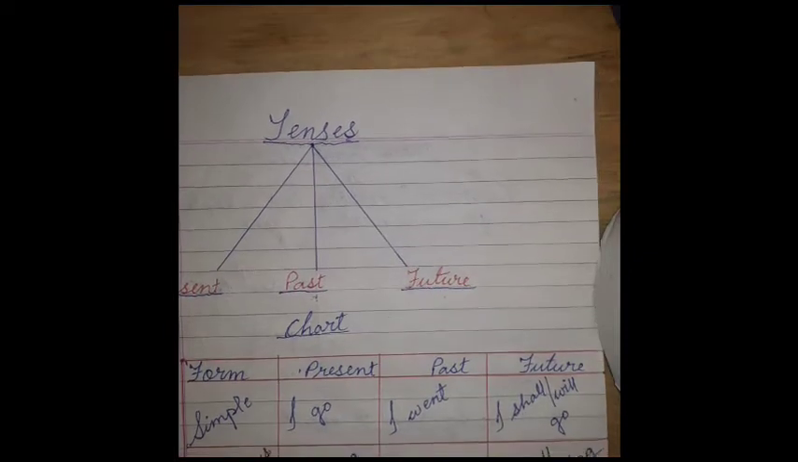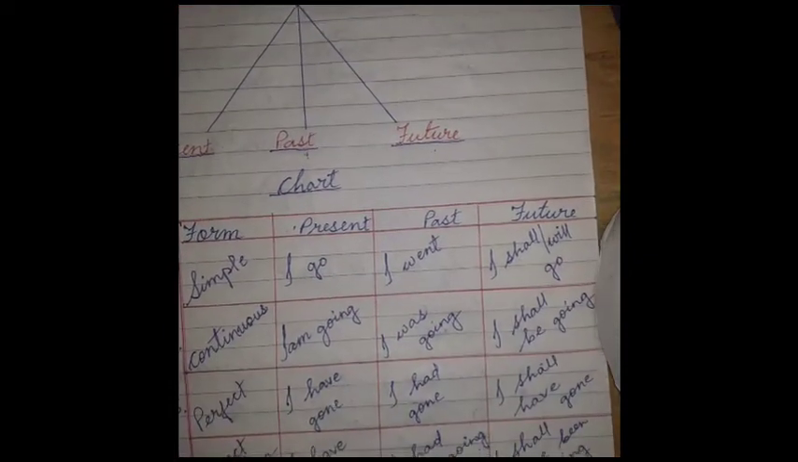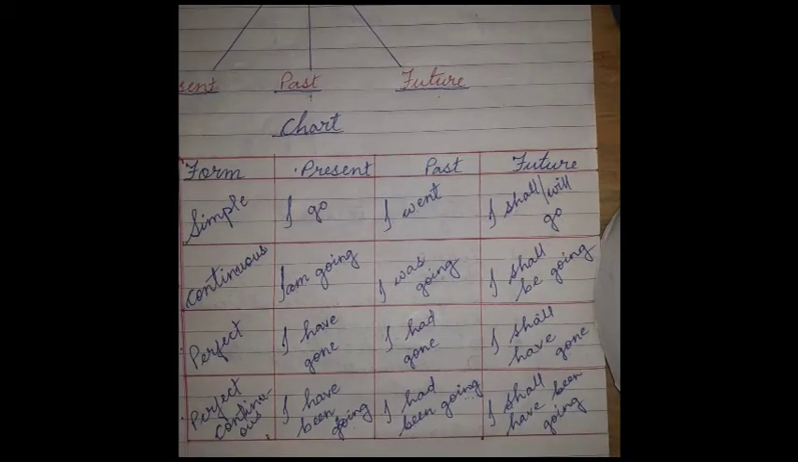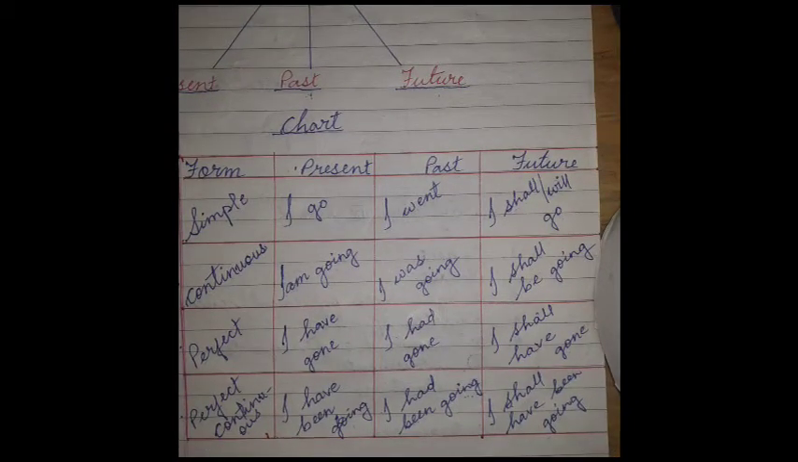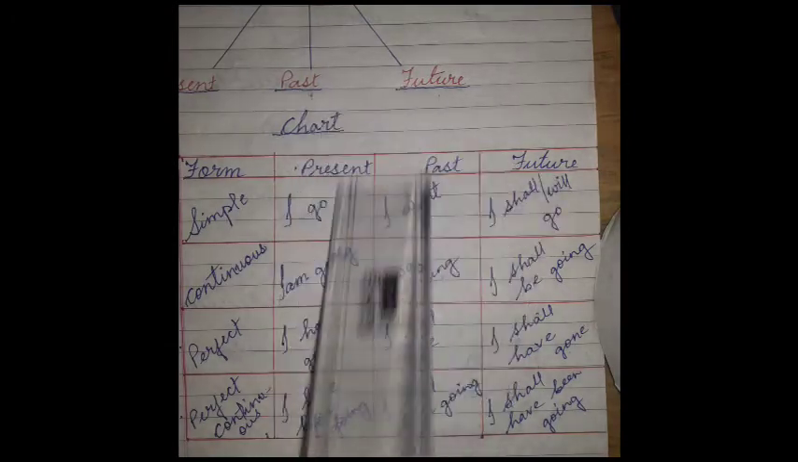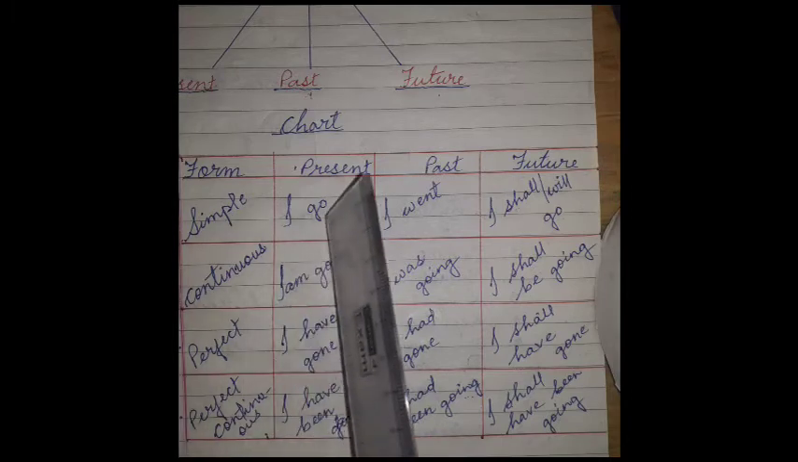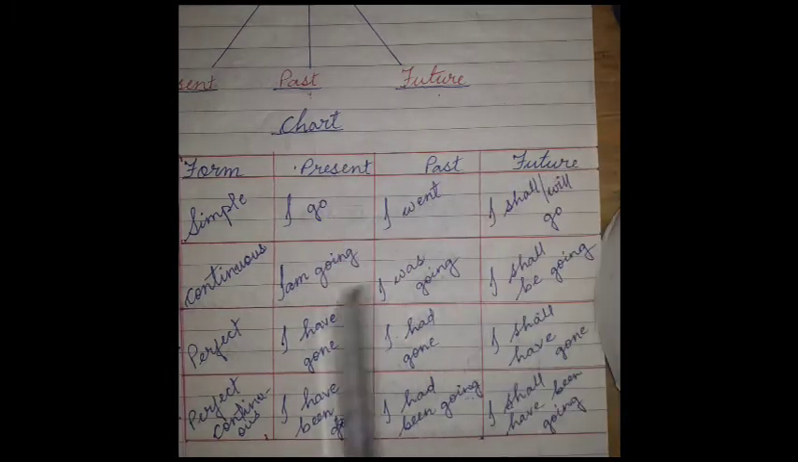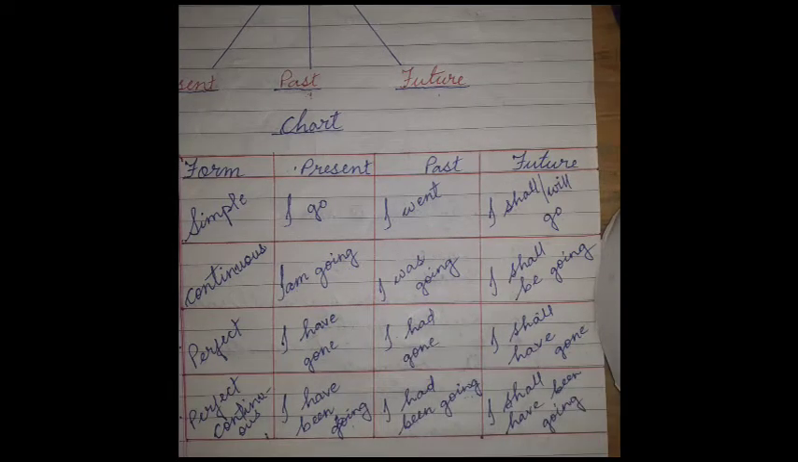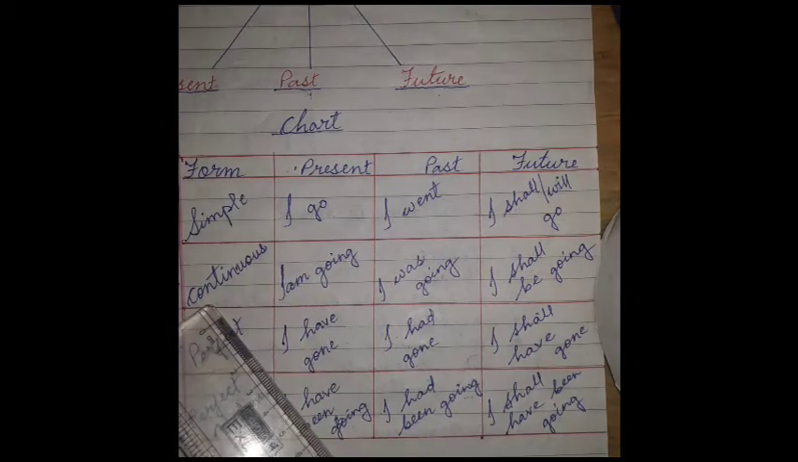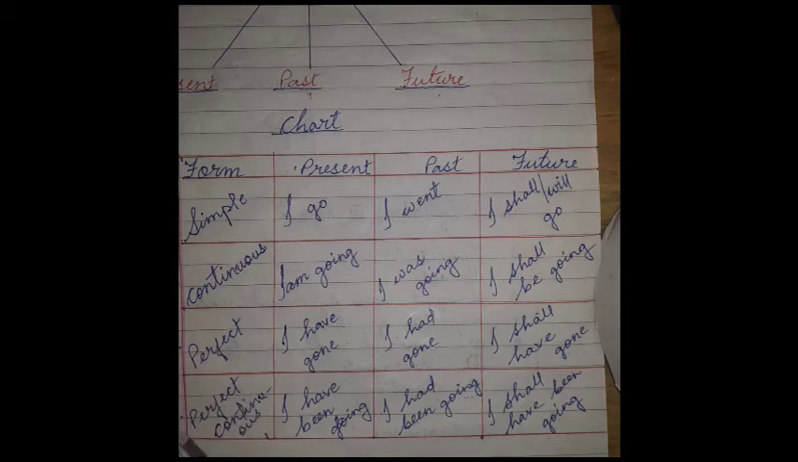But students, always remember that altogether there are 12 tenses in English grammar. Okay, let's have a look here. The chart: form, present, past, and future. When I say 12 tenses, you count 1, 2, 3, 4, 5, 6, 7, 8, 9, 10, 11, 12. Okay, so there are 12 tenses. For instance, the first one is simple, second is continuous, the third is perfect, and the fourth one is perfect continuous. Okay, now let's have a look here.